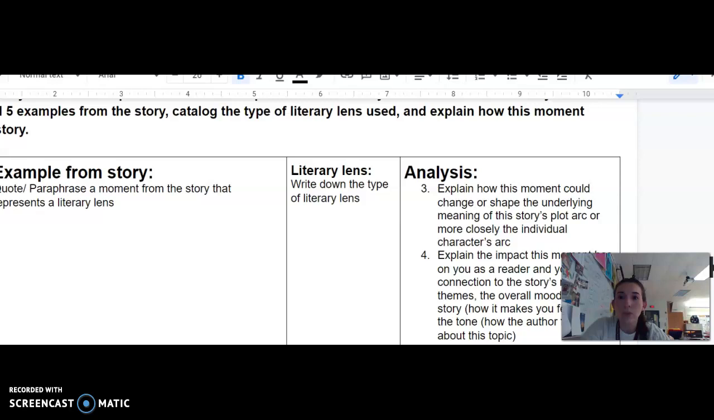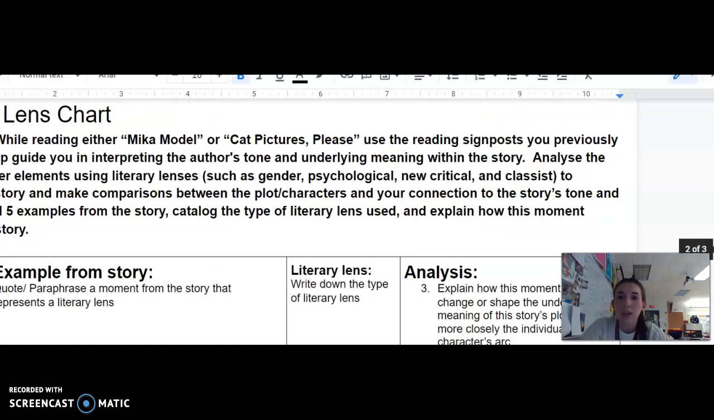At this point, we can use all of our lenses, so we can use gender, psychological, new critical, and classist for these stories. Some lenses fit better for some stories. Time Locker really doesn't have any female characters in it, and neither does Sound of Thunder, but that doesn't mean that the gender lens can't be applied. When we have only one gender of characters recognized in a story, I do think that that leads to an interesting dynamic as far as personality traits, and that also pairs well then with the psychological lens.